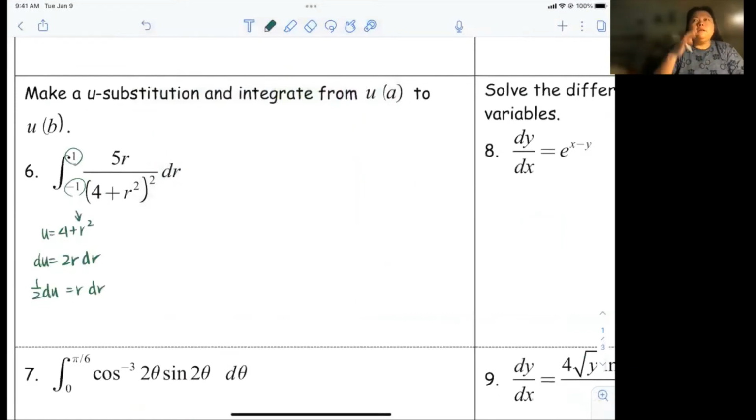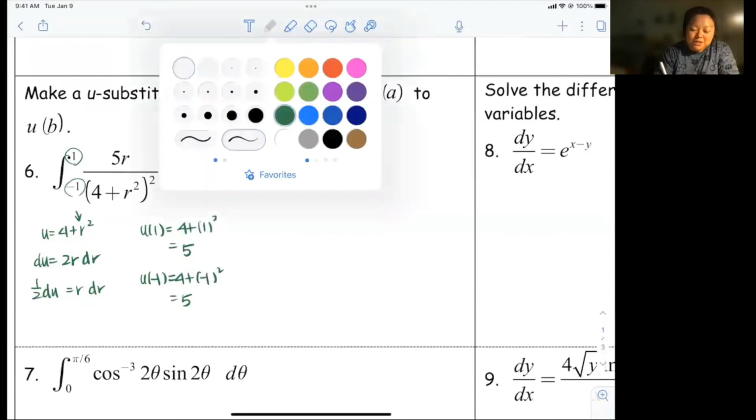So I typically plug it in the way it is situated. So I plug in the b first because it's on the top, and I plug in the a because it's on the bottom. That way I don't mess up my order, right? So u of 1 is 4 plus 1 squared, that's 5. U of -1 equals 4 plus (-1) squared, that's also equal to 5. So you may notice something at this point, but let's continue with the substitution, right?